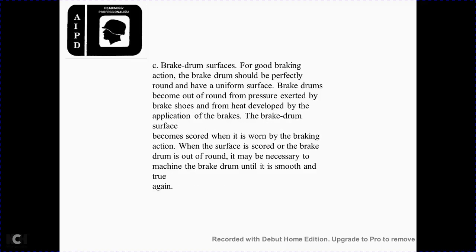Brake drums with good braking action run perfectly round. They have a uniform surface. A brake drum can become out of round from the pressure of the brake shoe and the heat developed during application. The brake drum surface becomes scored with the warm braking action. If the surface is scored or the brake drum is out of round, it is necessary to machine the brake drum until it is smooth and true again.